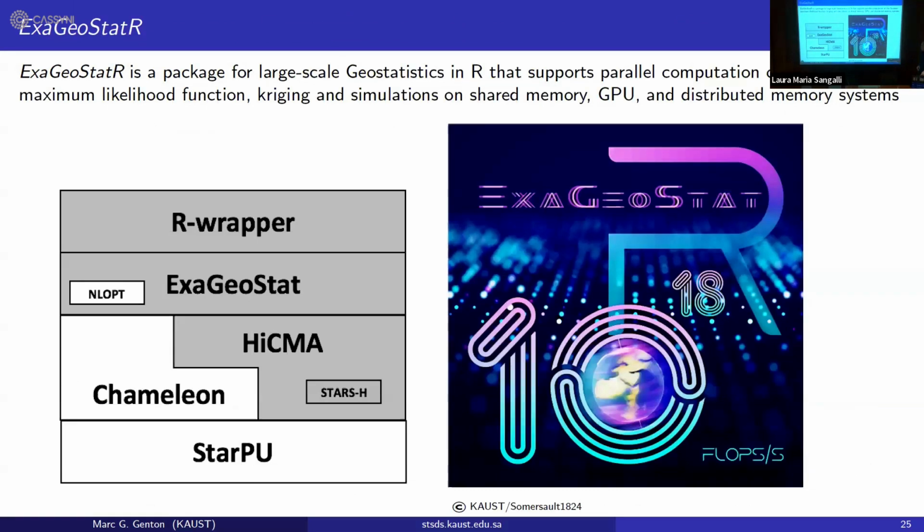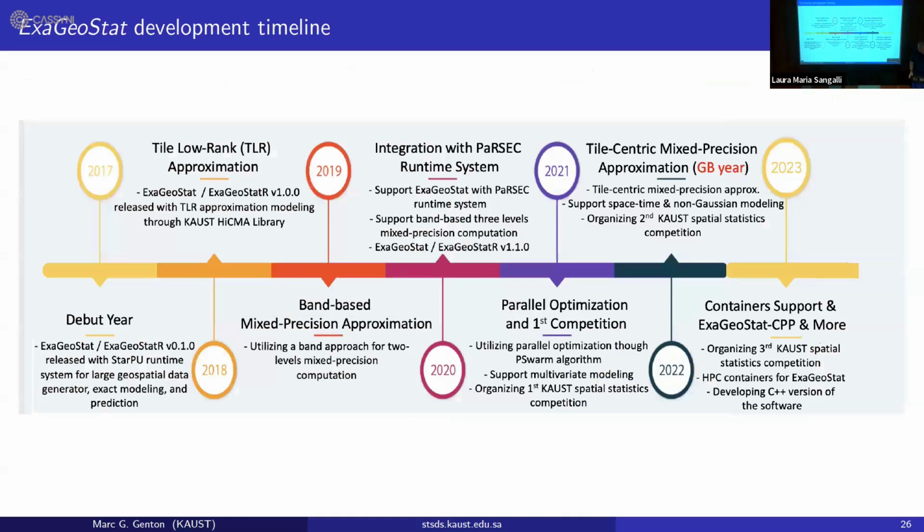All right, so we have an R version of the software, ExaGeoStatR, that people can use. This is to give you some idea about the timeline of the development of the software. Of course, it was not just a one-week project. It has taken a number of years, and little by little, we improved things and adapted to new ideas and technologies.